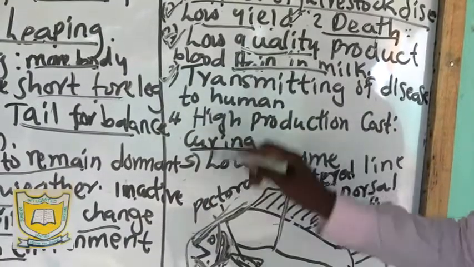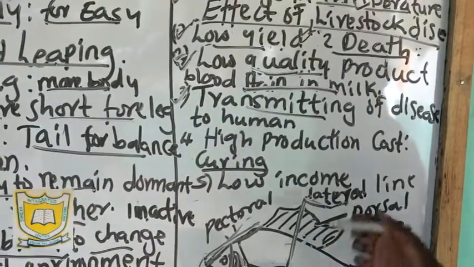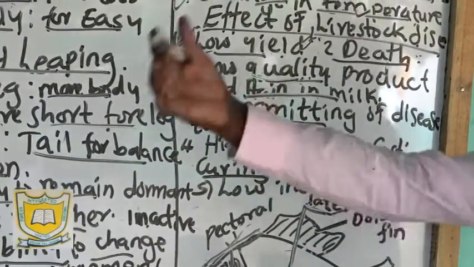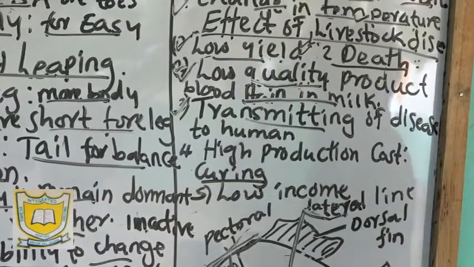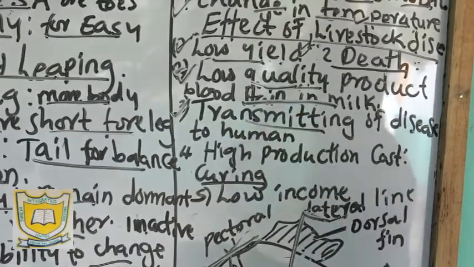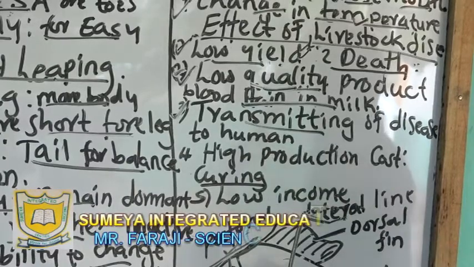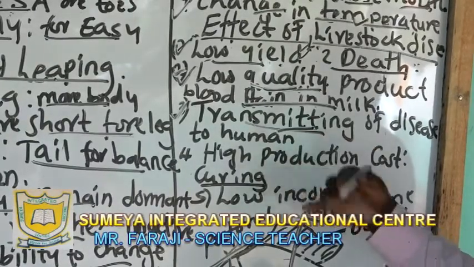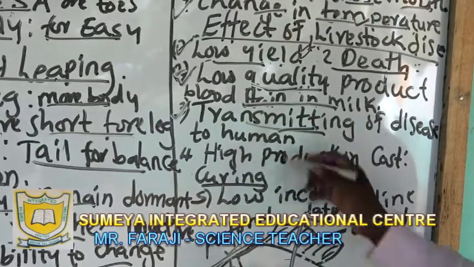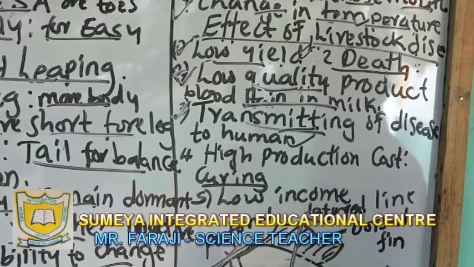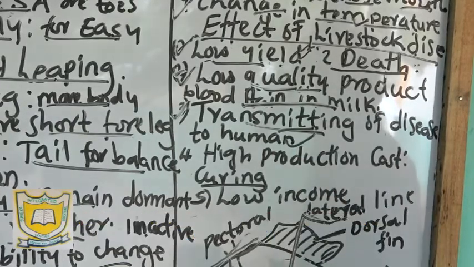Number three, we talk of transmission of diseases from livestock to human beings. For example, Nagana. In us, we call it sleeping sickness. So this sleeping sickness can be transmitted from animals to us. So that one, we say transmission of diseases from animals to human beings.